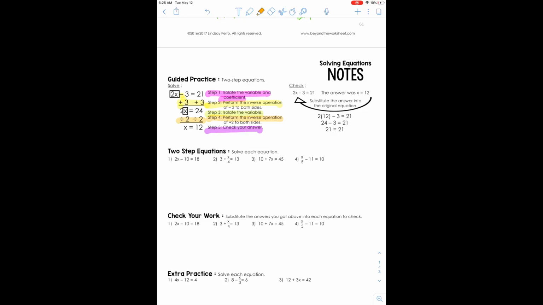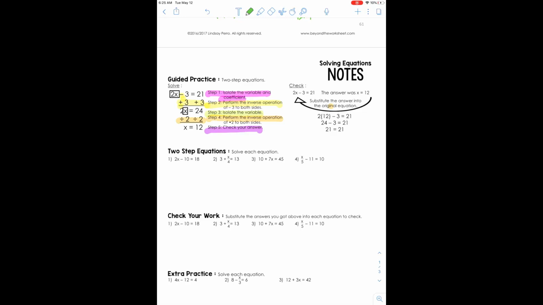So we come over here to check it by plugging 12 in for our variable. So they take 2 times 12, which is 24. Then 24 minus 3, which is 21. And we get 21 equals 21. So we've correctly solved the equation. So let's look at a few together.